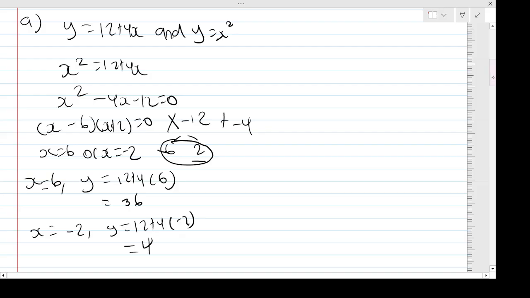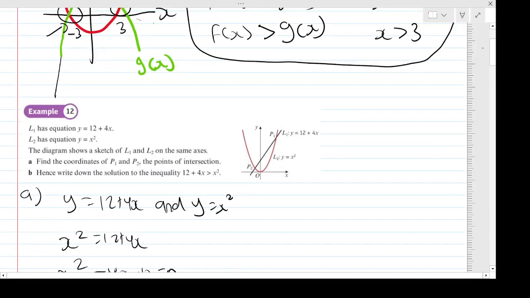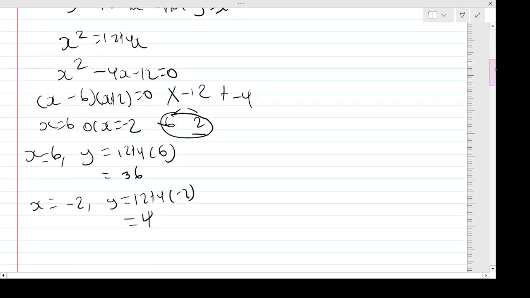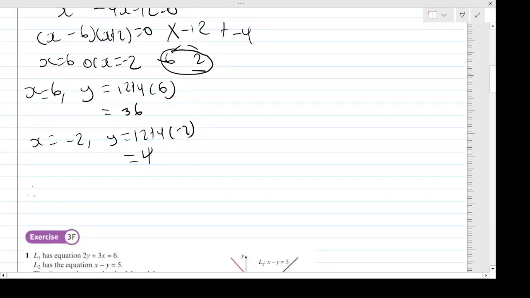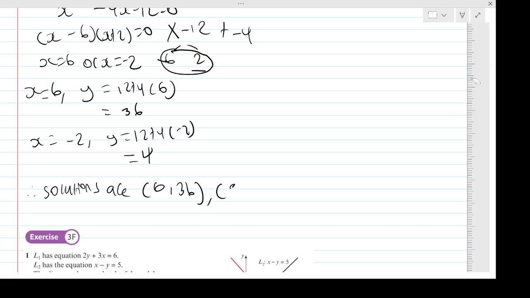Okay, so that's our solution, x, y, but it's asked for the coordinates. So remember, coordinates have to look like this, (x, y). So we need to write our answer as: therefore, solutions are (6, 36) and (minus 2, 4). So those are the x, y coordinates, the x, y solutions.